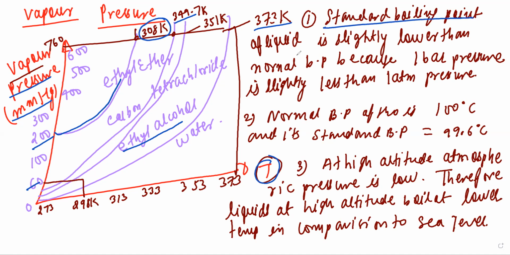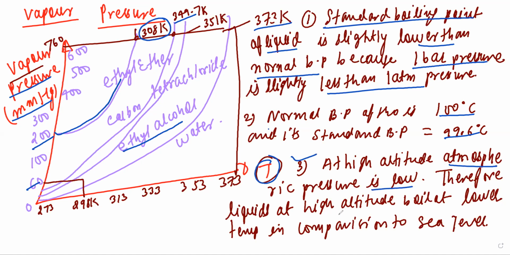The standard boiling point of a liquid is slightly lower than the normal boiling point. Why is it so? Because 1 bar pressure is slightly less than 1 atmospheric pressure. Right. So the normal boiling point of water is 100, and that of the standard is 99.6 degrees Celsius.